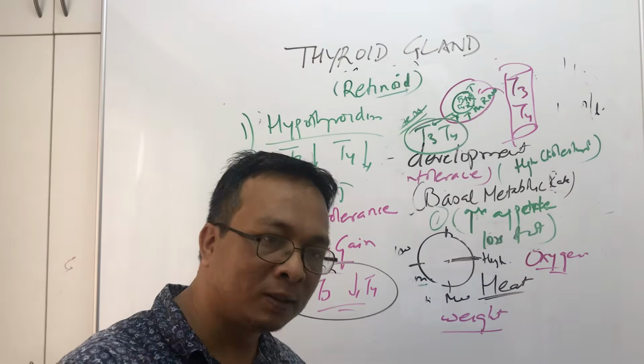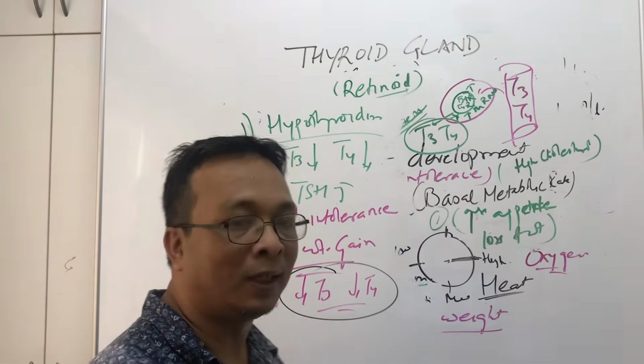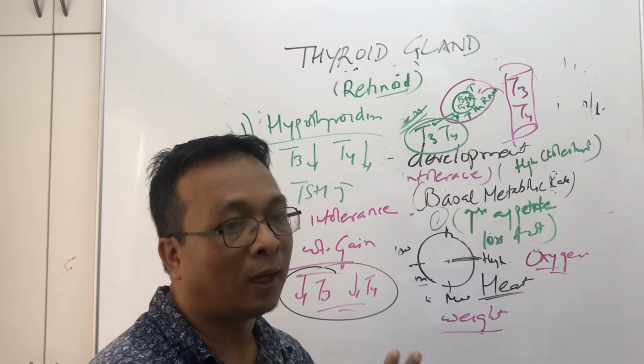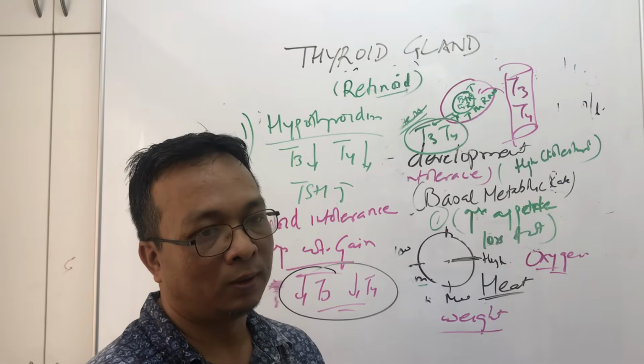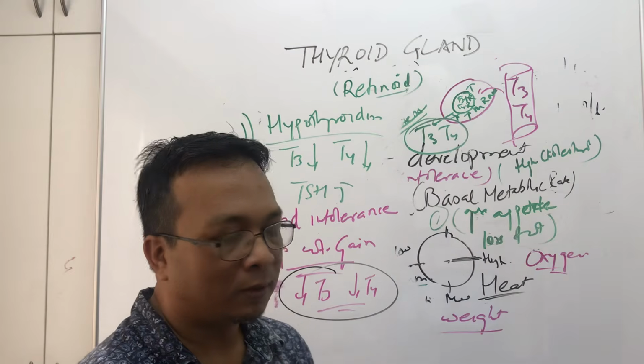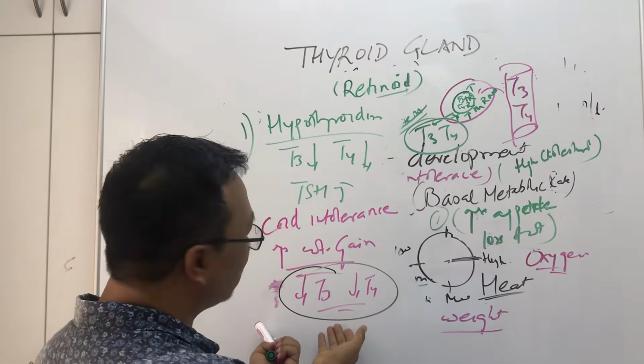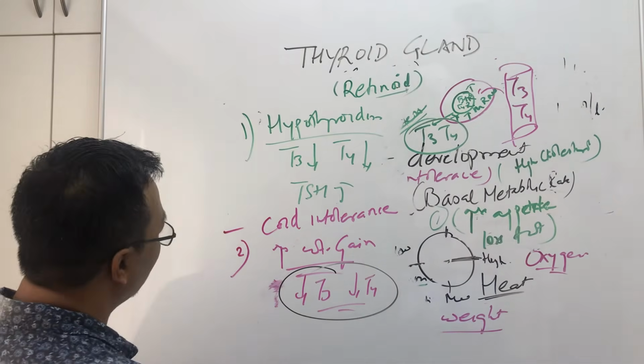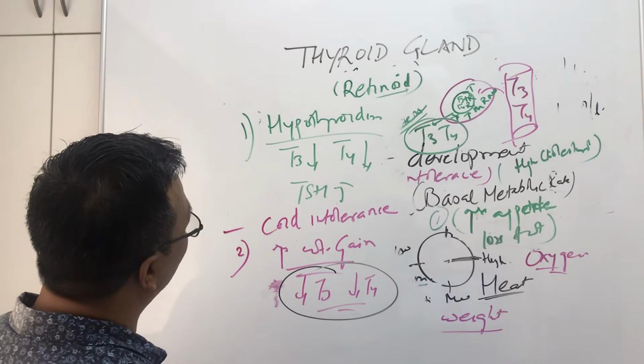Now you have to understand this. Why is there increased weight gain? Because the body is in a low flame mode. His body or her body is not utilizing glucose, not utilizing fats. So everything is being stored, and he is gaining weight. Okay.